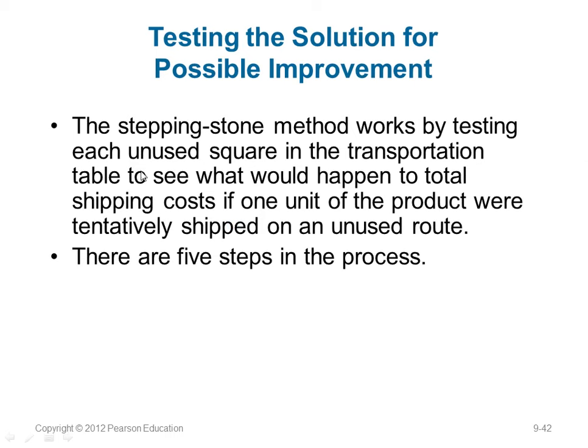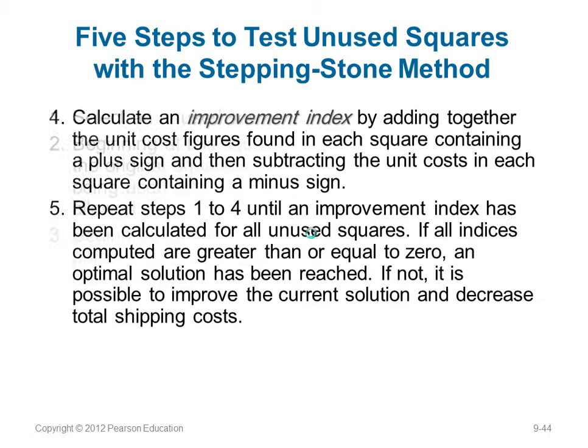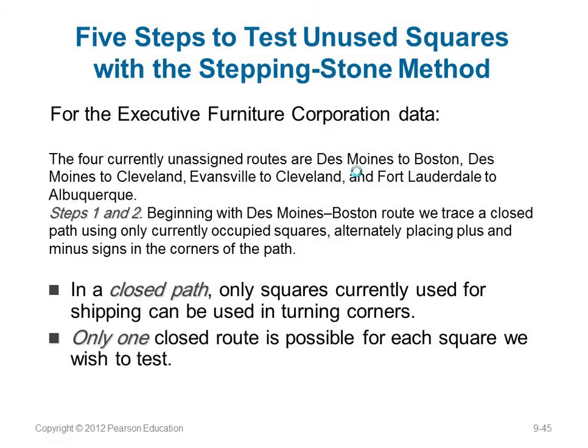So we will start to do what is called the stepping stone method. To do the stepping stone method, we use what are called the unused squares. Not the used ones, unused squares. Okay, so here are the steps. Let me explain it with an example as well. Select an unused square. You have to start from that square. We need to make what is called a closed path. From the unused square, you put plus, then minus, and alternate. Then we will calculate what is called the improvement index. So let's do it in this example.